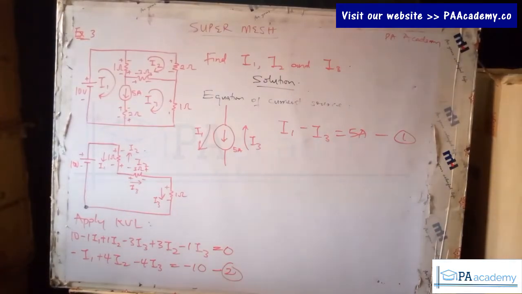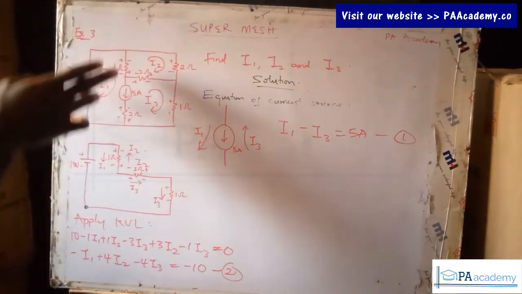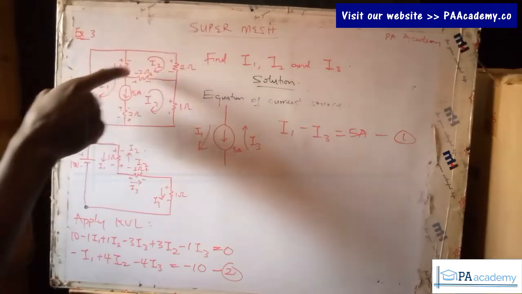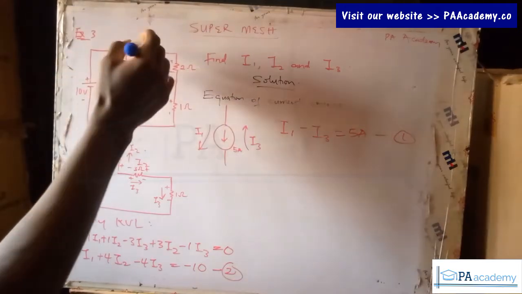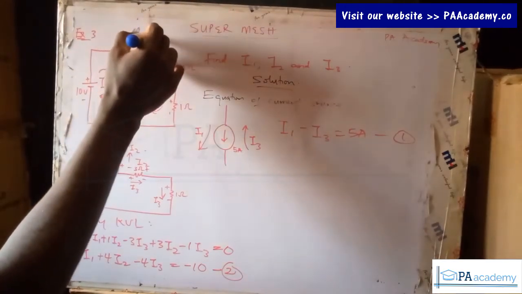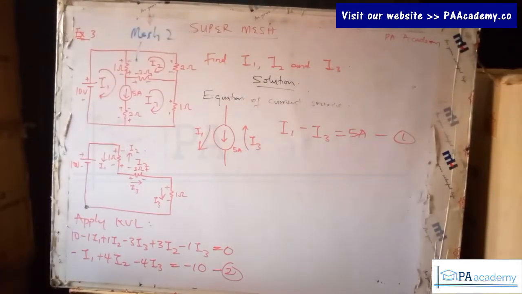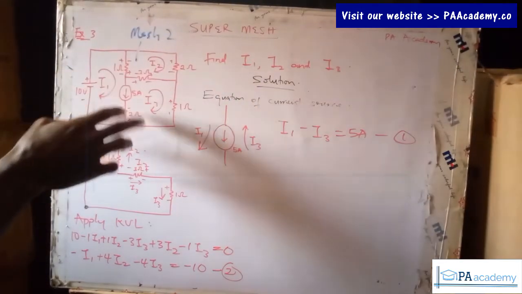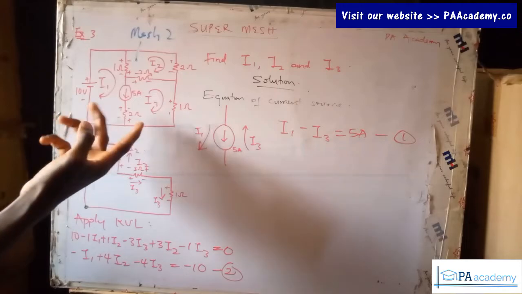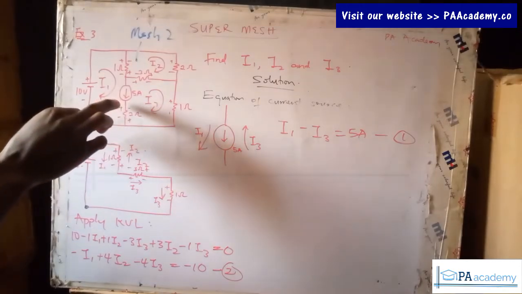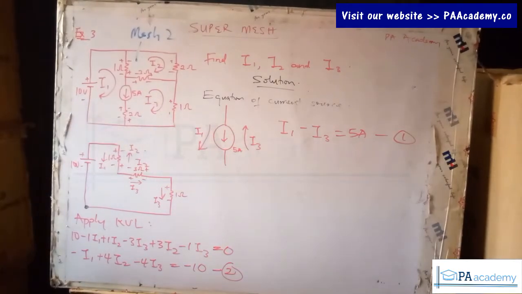So now we've gotten our equation 1, we've gotten our equation 2. Let's go ahead and solve the third mesh. Let's call this mesh 2 because we're having current 2 there. So let's go ahead and apply KVL also to mesh 2. Now we've been able to simplify the circuit, that is the super mesh itself, where it is having a current source between the two meshes.